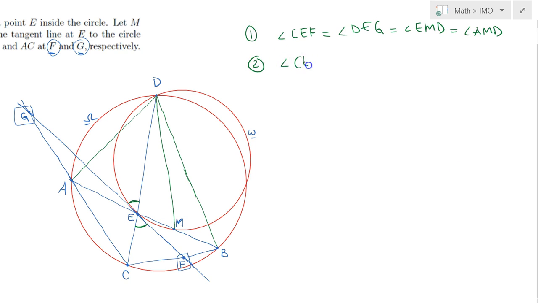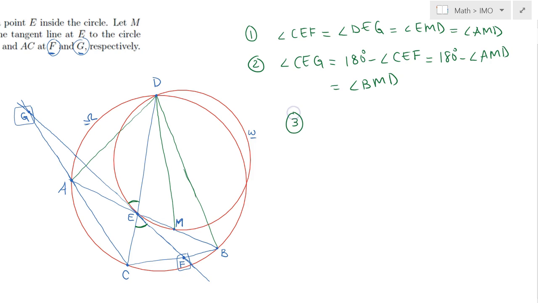Number 2, consider the following. Angle CEG would be 180 degrees minus angle CEF, and that's the same thing, from result number 1, as 180 degrees minus angle AMD, but 180 degrees minus angle AMD is nothing but angle BMD. So that's equal to angle BMD.